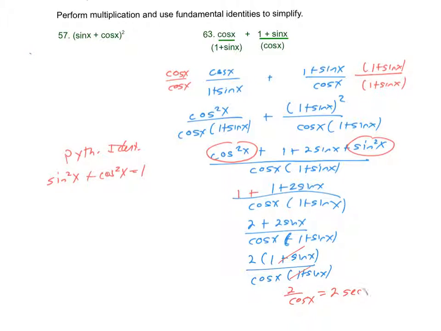2 secant x. And we should actually put in, we know that when we cancel out a factor, we need to say 1 plus sine x is not equal to 0, which means that sine x is not equal to negative 1. I don't know if the textbook has that. The textbook probably just has 2 secant x as your answer.